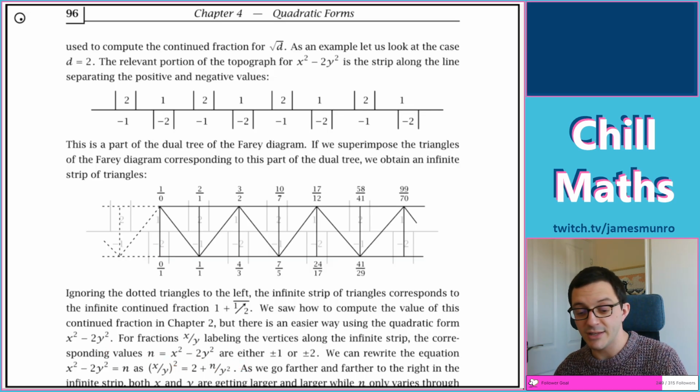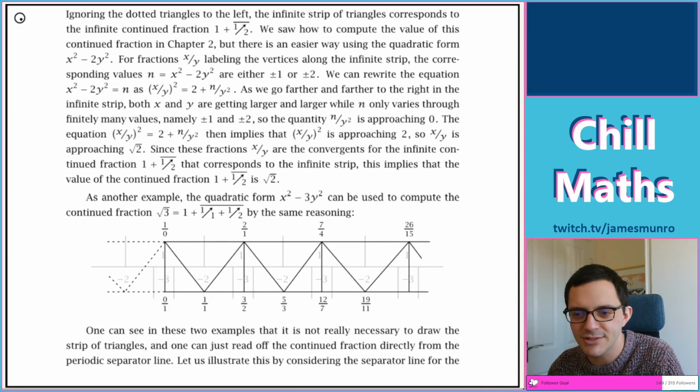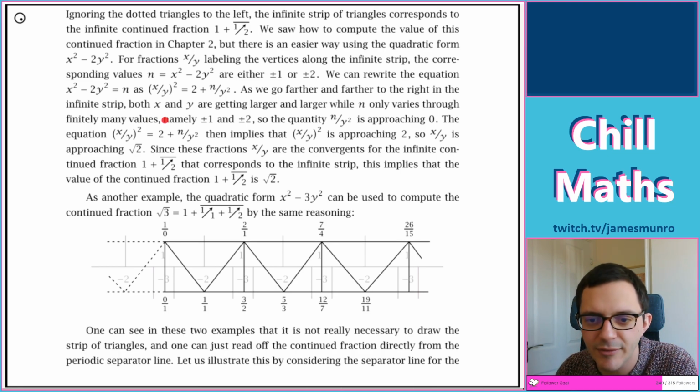We're going to get large values of x and y, which means that x over y is going to get close to root 2. Yes, so they've divided by y squared, and this thing's going to get close to 0. N is not quite fixed, but not changing very much. It doesn't get very large. It's bounded. The equation implies x over y squared approaches 2.